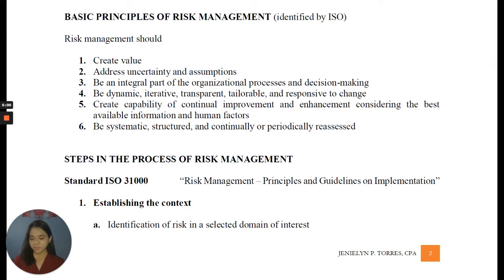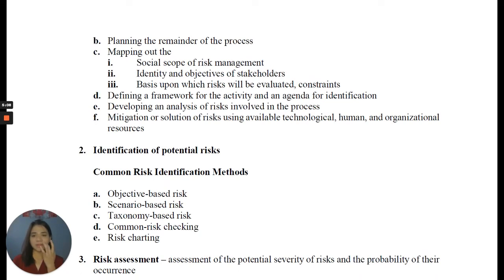establishing the context. It includes identification of risk in a selected domain of interest, planning the remainder of the process, mapping out the social scope of risk management, identity and objectives of stakeholders, basis upon which the risk will be evaluated, including the constraints, defining a framework for the activity and an agenda for identification, developing an analysis of risk involving the process, mitigation or solution of risk using available technological, human, and organizational resources.